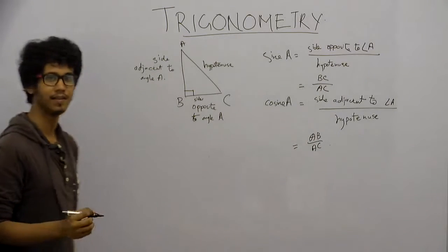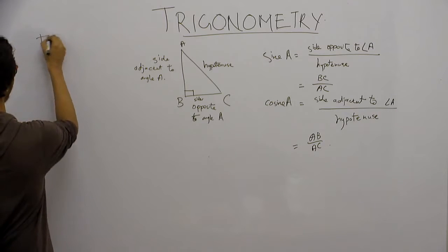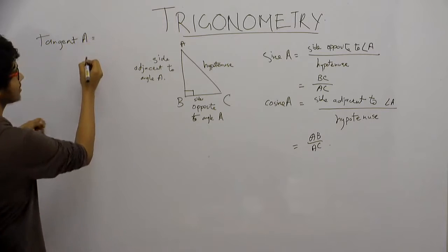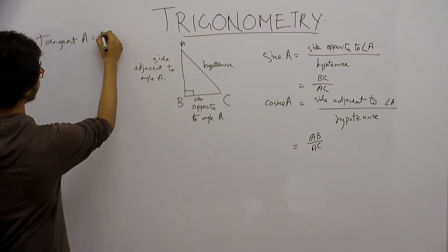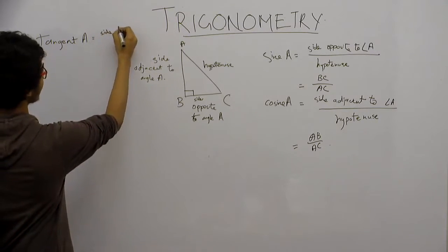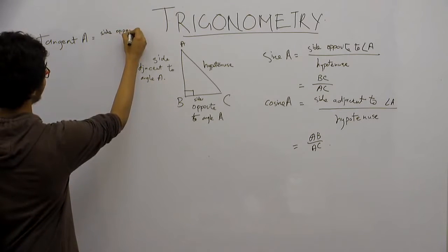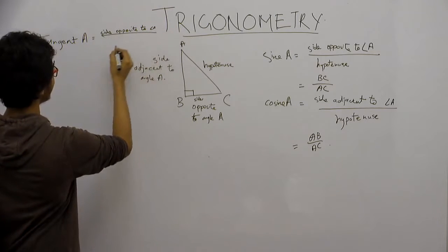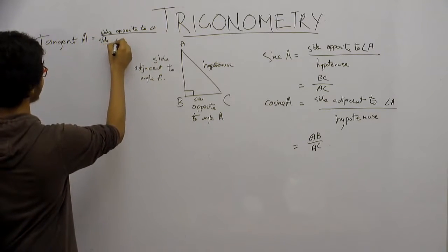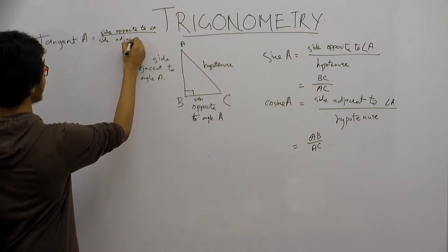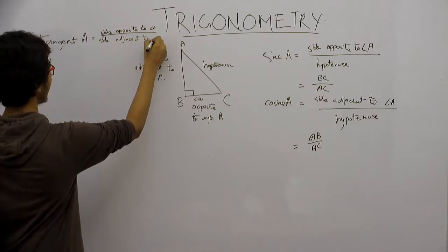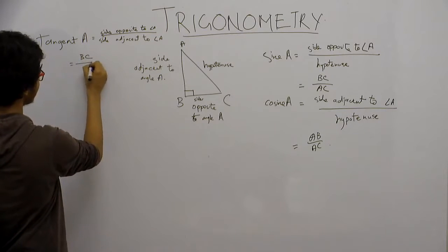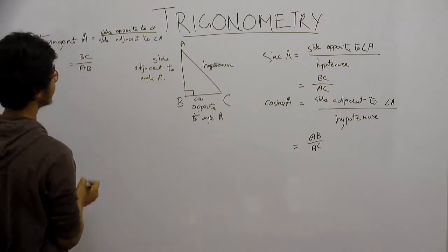Now the other ratios. Tan A. Tan is tangent of A. This is the side opposite to angle A divided by the side adjacent to angle A, which is nothing but BC upon AB.